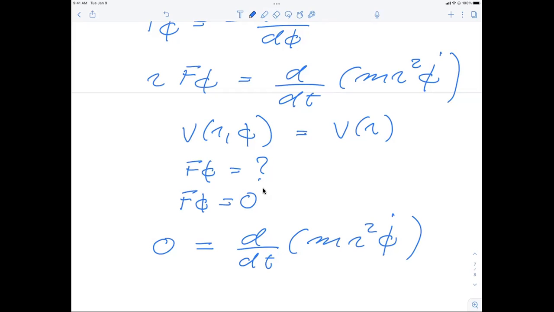The torque, right? So what we have on the left-hand side is actually the torque. And what we said now is that the torque is equal to 0. And if the torque is equal to 0, the torque is defined as the time derivative of angular momentum.